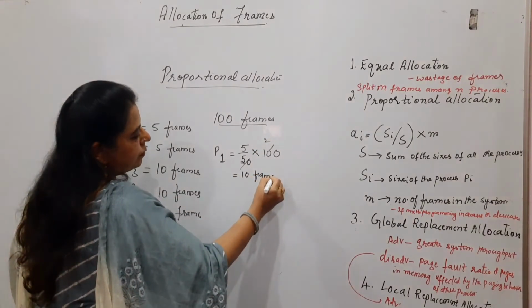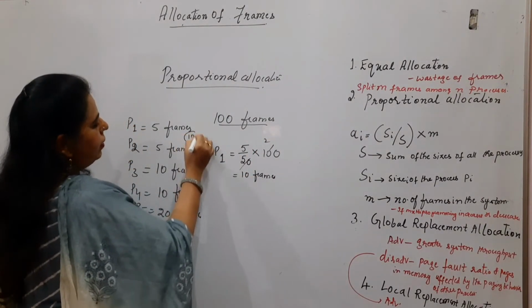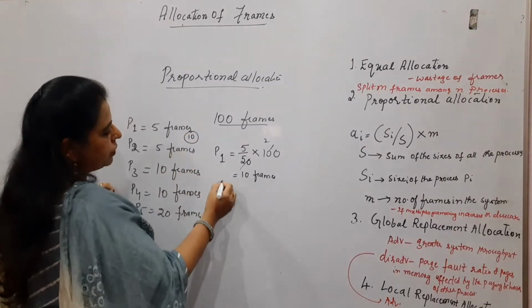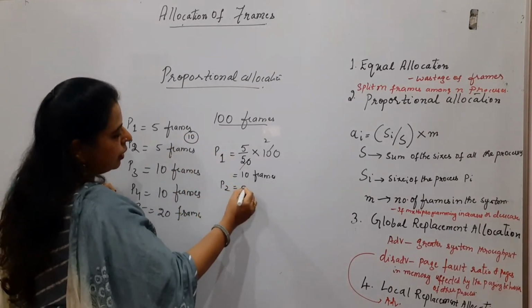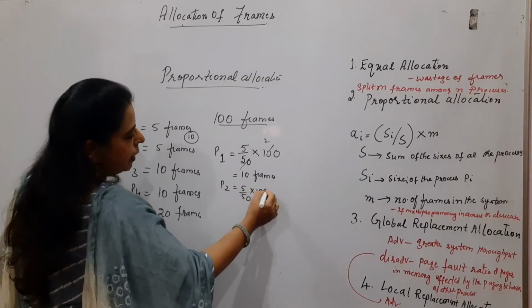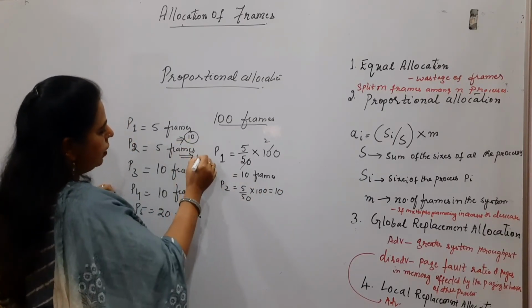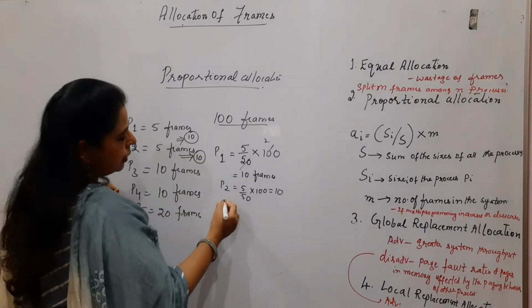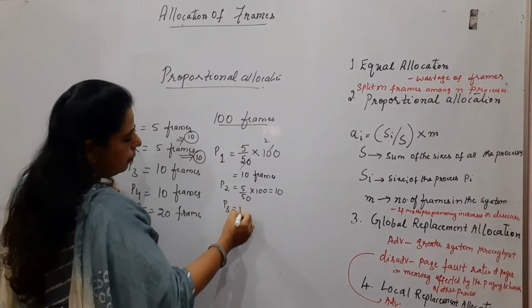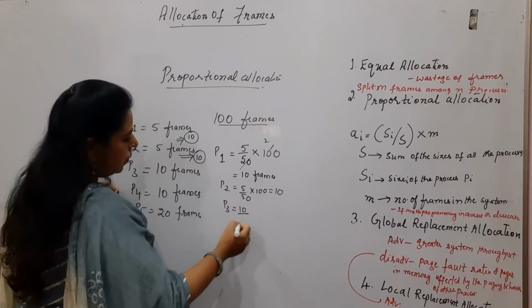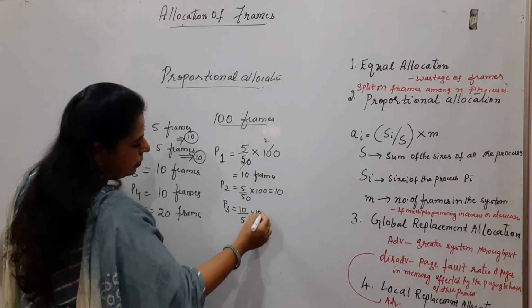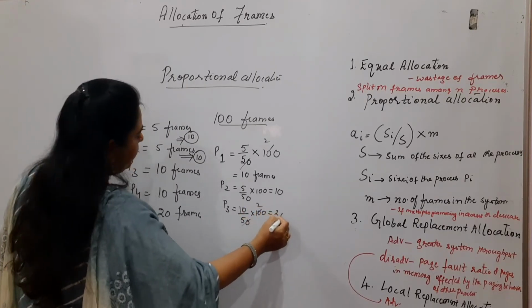P1 is getting 10. What about P2? P2 also has the same value. It is asking for 5, so 5 into 50 divided by 100. So P2 will also get 10. P3? P3's request is, P3 wants 10 frames. So 10 divided by 50 into 100. P3 will get 20.